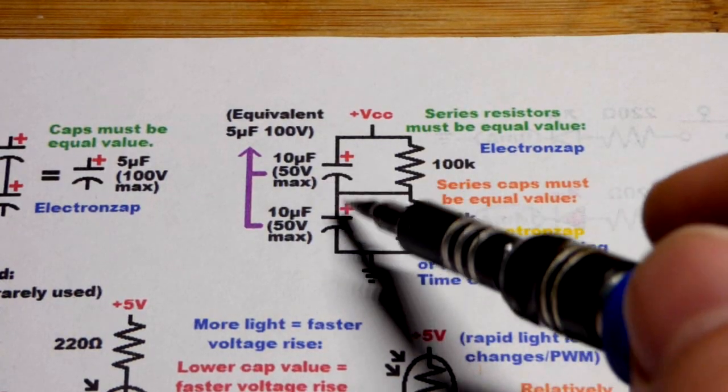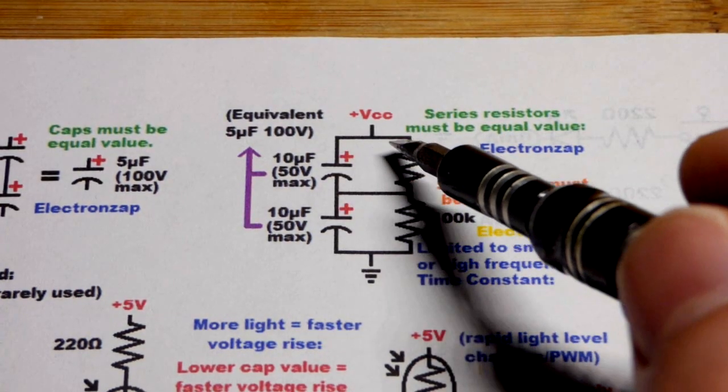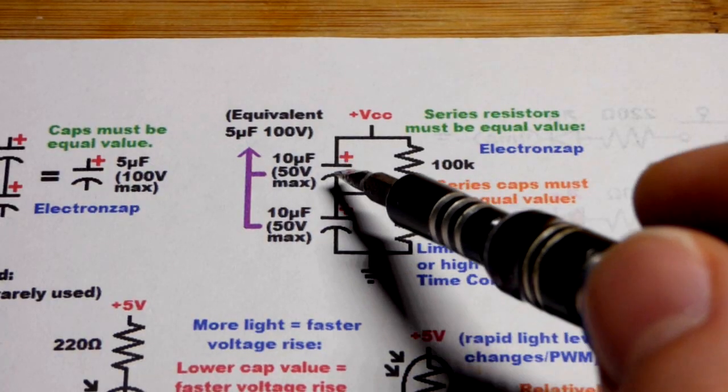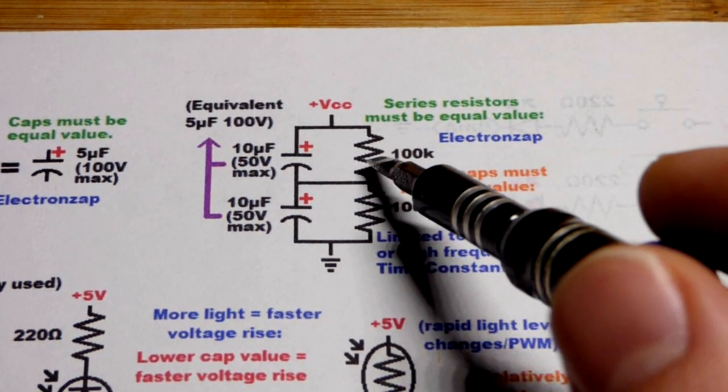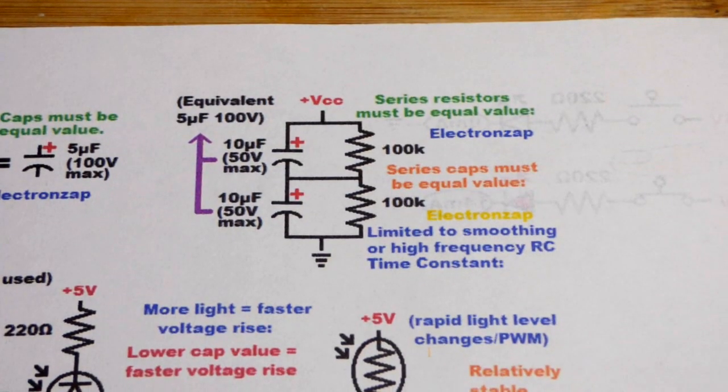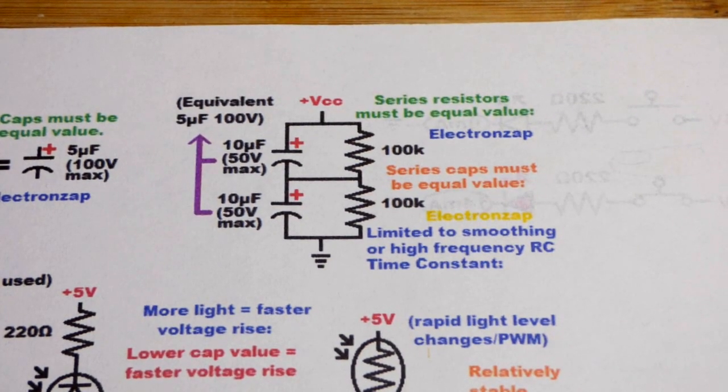If one starts getting a little bit higher voltage than the other, it's going to discharge a tiny bit and lower its voltage while raising the other one. Whichever one has the higher voltage is going to discharge a little bit more. So of course you can improve on this, but this is the basic principle.